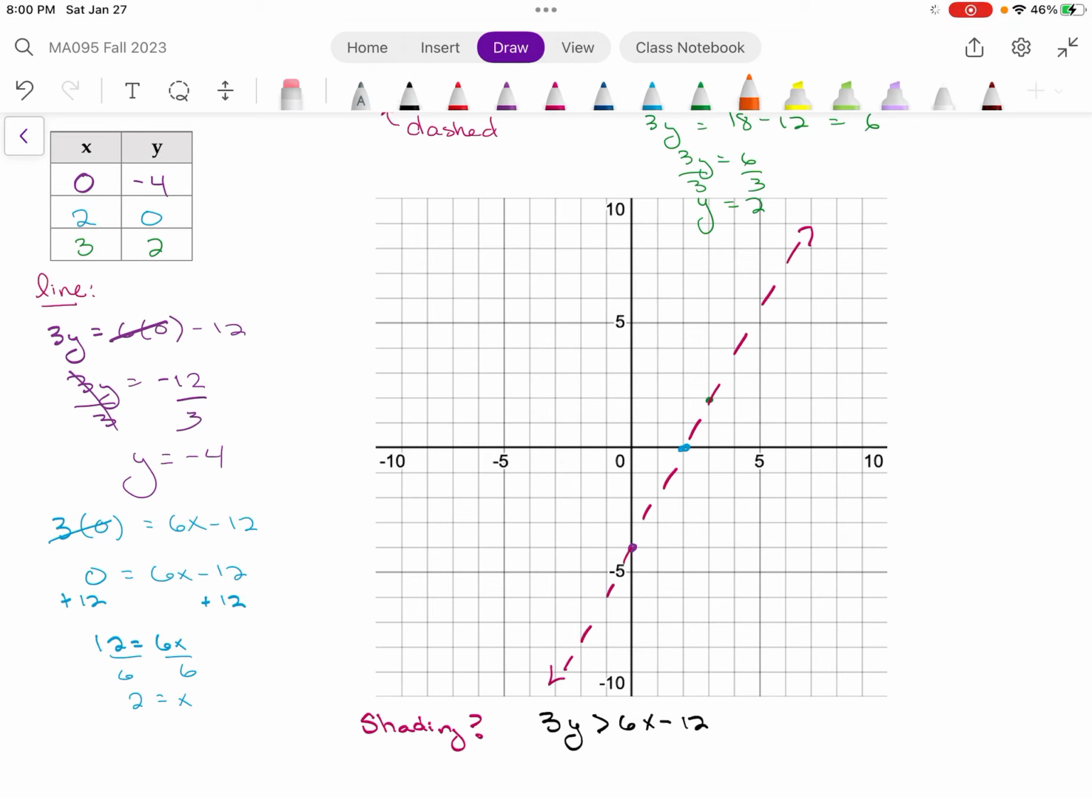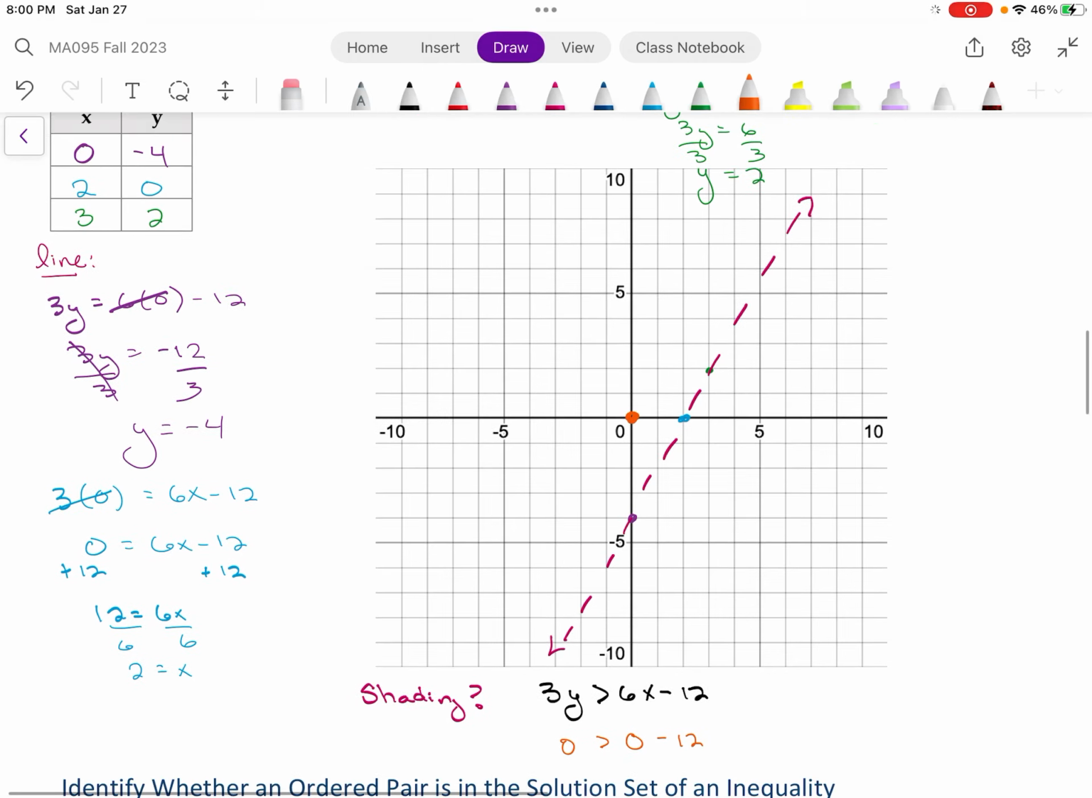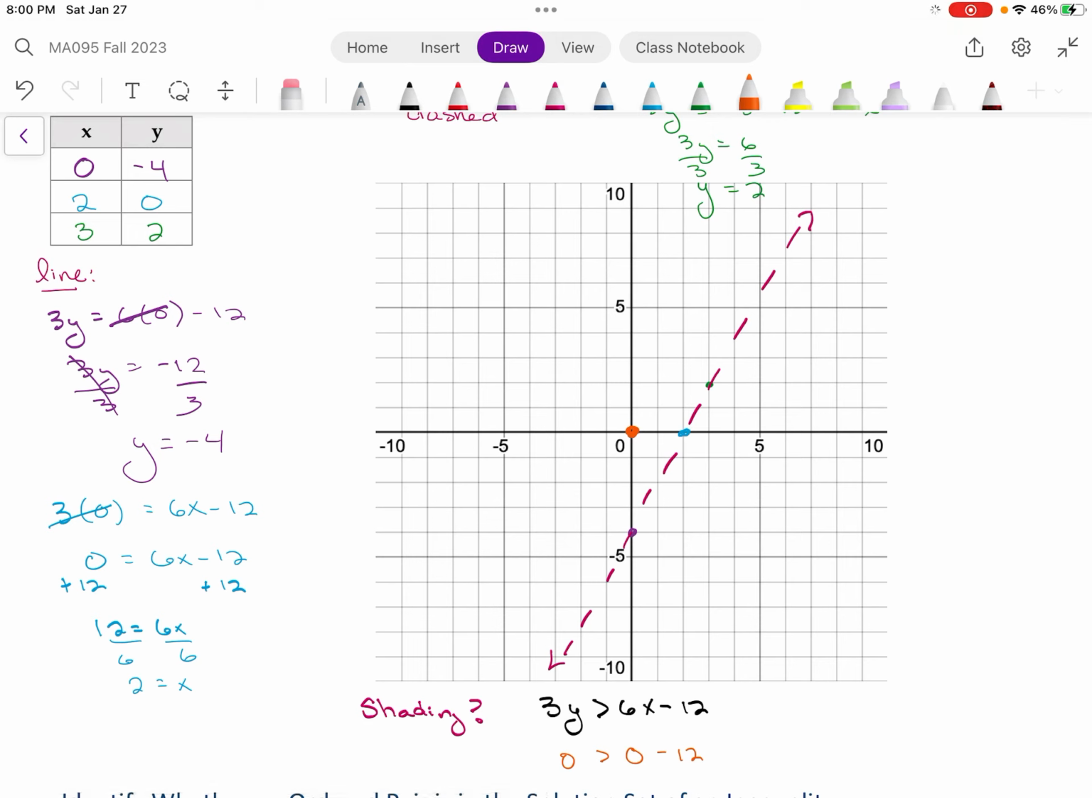All right, so what would be an easy point? Well, let's put in 0, 0. Let's put in this one right here and test it and see if it's true. So 0 is greater than 0 minus 12. Why didn't I say 3 times 0? I just took a little shortcut because 3 times 0 is just 0. All right, so I get 0 is greater than negative 12. Is that true?